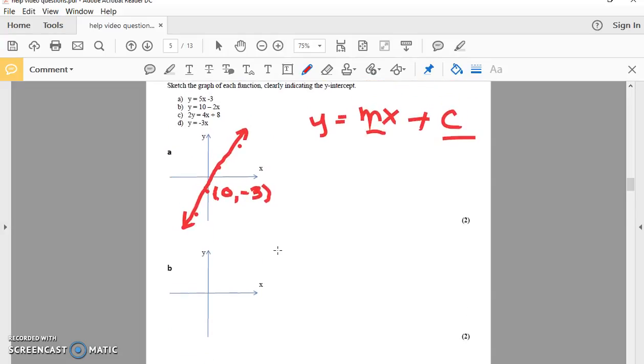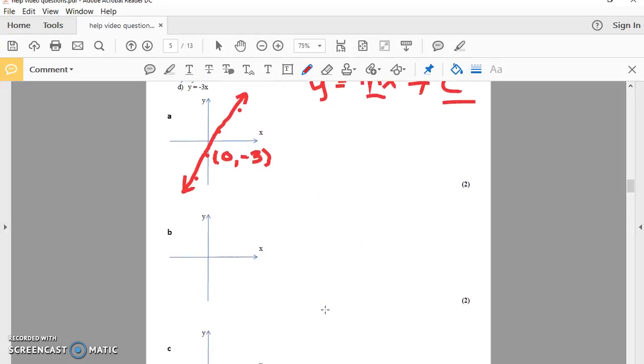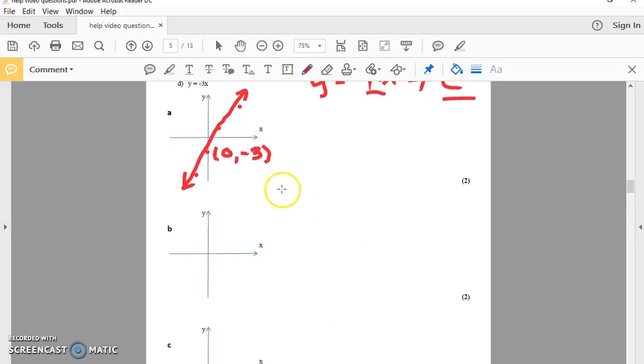Okay, second one, 10 minus 2x. So, with this one, we have a positive y-intercept. Okay, so I can rearrange my equation if I want to, so that I have y equals negative 2x plus 10. Okay, and feel free to rewrite it so that you've got it in the y equals mx plus c. So that tells me I have a negative gradient and a positive y-intercept. So for that, I'm going to put 10 right up here.